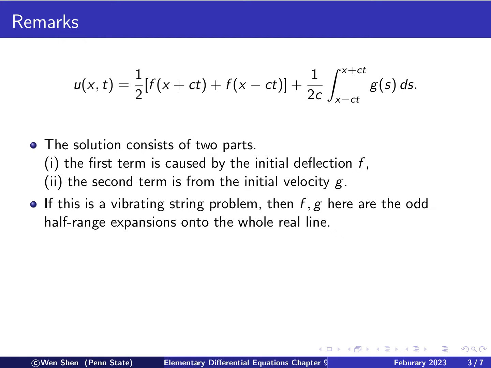If we are considering the vibrating string problem, then the function f and the function g need to be extended. One needs to extend them into odd functions, the half-range expansion, onto the whole real line. In this expression it doesn't look like it has two boundary conditions, and as t goes on, it will take values of f from the whole real line. That's why this extension is necessary.